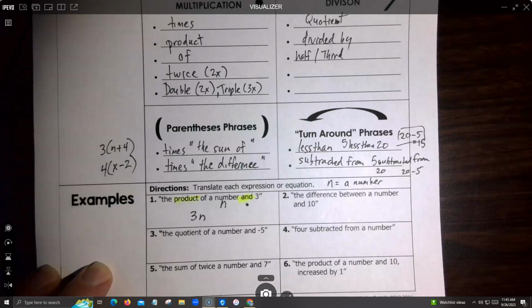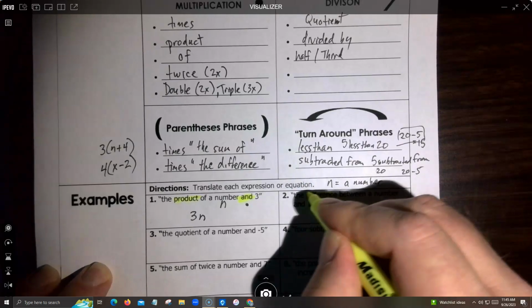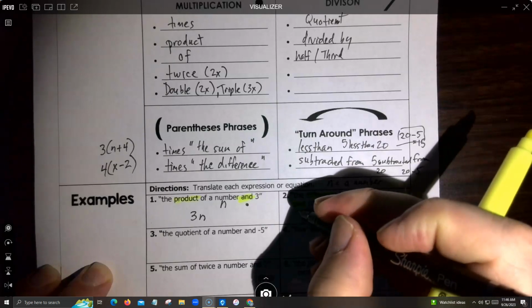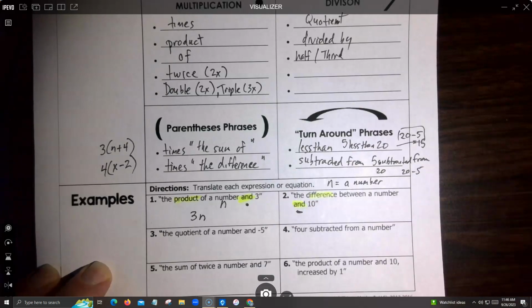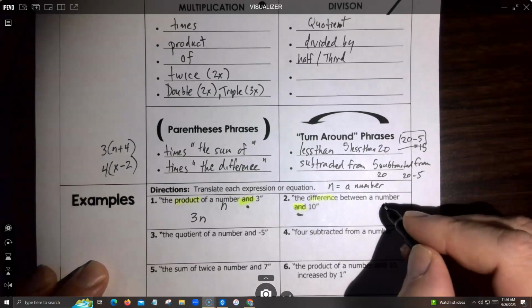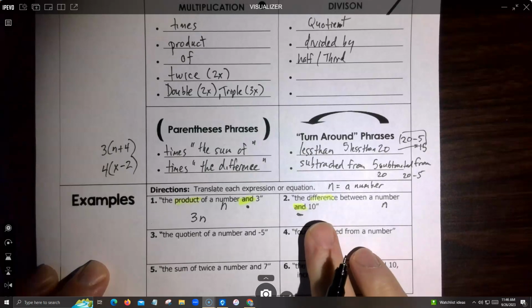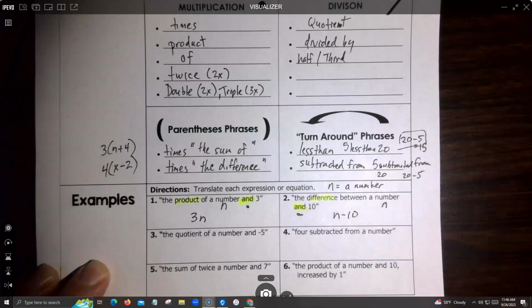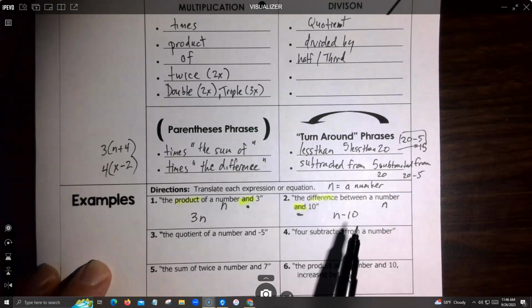All right, so let's do the next one, the difference. So we see the word difference, so we find the and, but in place of the and, we put a minus sign because we're talking about difference. So the difference between a number and 10. Again, when we see the words a number, we're going to put an n in its place. So how do you write the difference between n and 10? Well, I already have the minus sign there, so I literally just have to write what I just substituted. And there you go. The difference between a number and 10 is n minus 10.